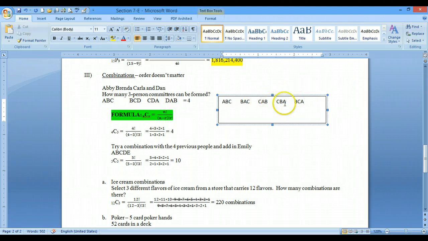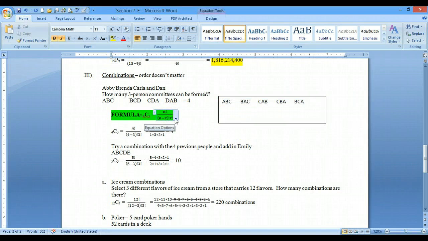Did I say that one? Carla, Brenda, Abby. They are all the exact same committee. It doesn't matter the order. So our formula needs to be slightly different. I need to divide out all of these replications because these are all the same combination. So the formula changes just slightly. It's n factorial over n minus r factorial times r factorial on the bottom, and that gets rid of all of these same combinations.